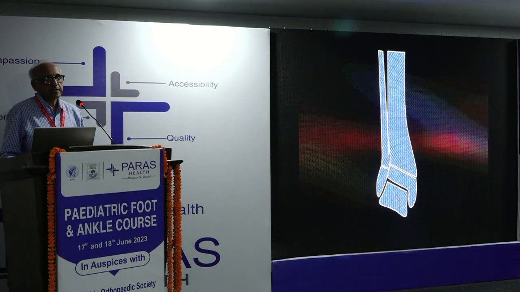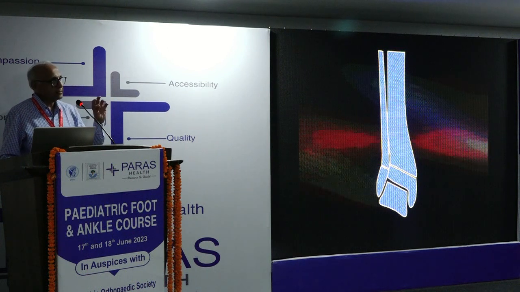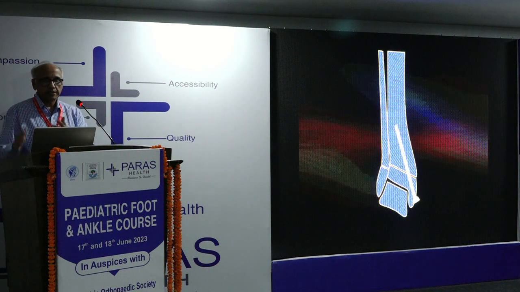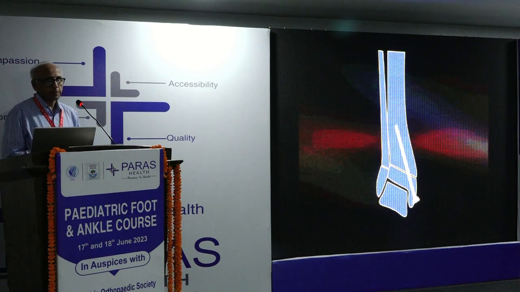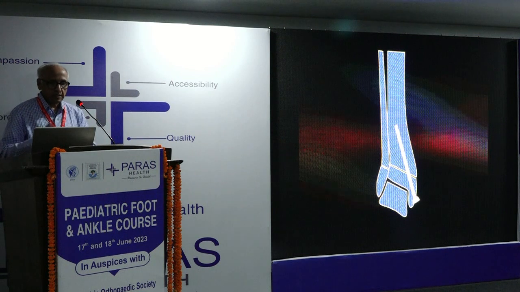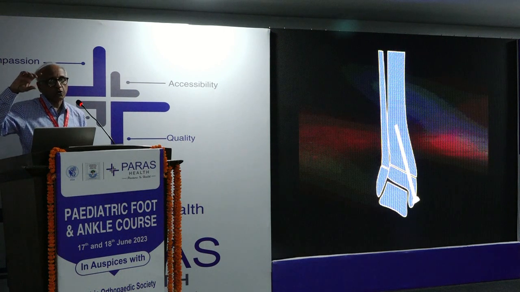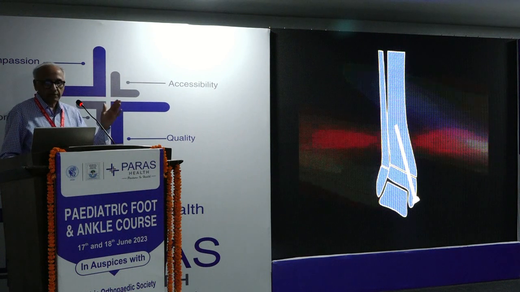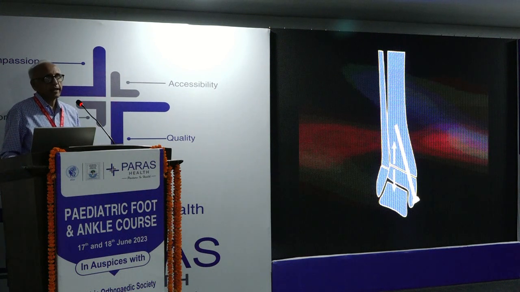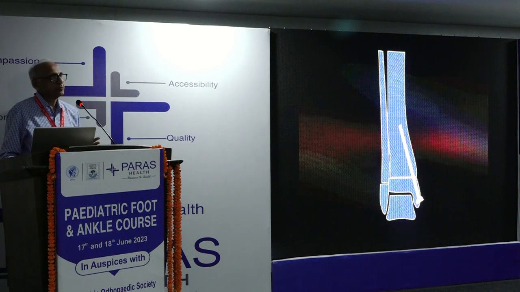So let's understand the concept of growth modulation. This is a valgus deformity at the distal tibia. We put a screw like this. Already the case has been shown probably yesterday. So the same thing, we put a screw on the medial side, and we are reducing or stopping the growth of the medial distal tibial physis. So the lateral side will continue to grow, and over a period of time, the deformity will get corrected.